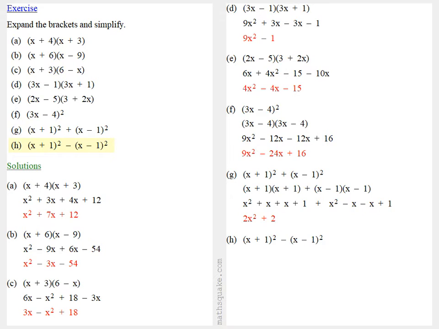Now question H is almost identical, except in the middle you've got a minus sign instead of a plus sign. So we can expand the brackets just as we did in the previous question, and we get x squared plus 2x plus 1, and then take away, in brackets, x squared minus 2x plus 1. Now that's x squared plus 2x plus 1 minus x squared plus 2x minus 1, and that totals up to 4x.